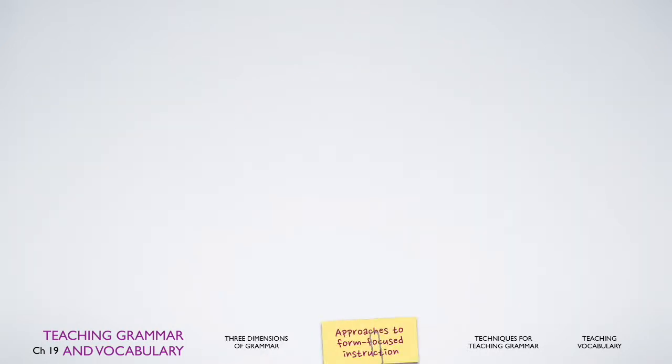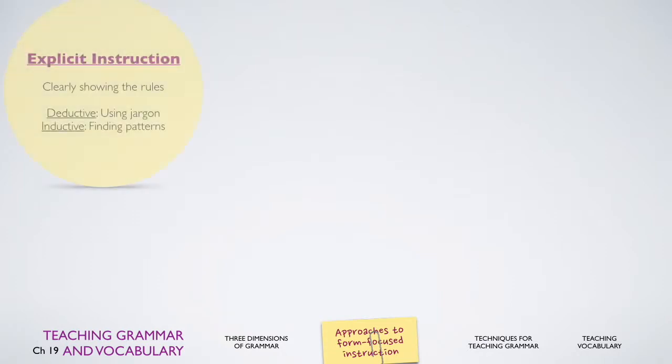If we become language teachers, we kind of have to teach grammar, or what is referred to in academic fields as form-focused instruction. There really is no way to avoid it, so you have to make some decisions about how you're going to teach it. You can decide to go for an explicit instruction, in which you show the rules very clearly, and you'll probably be using jargon like present progressive and past participle.